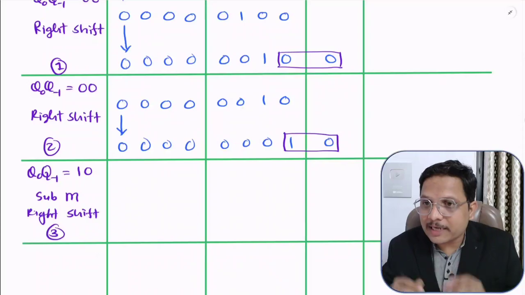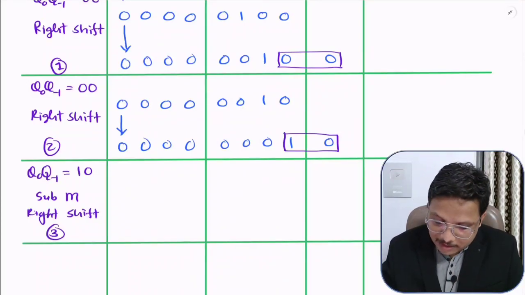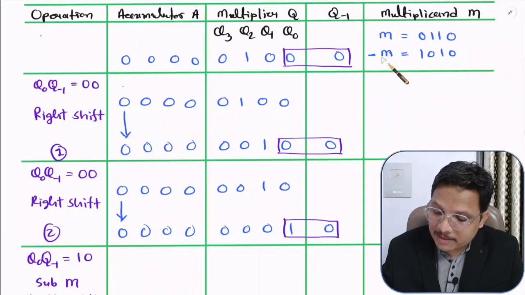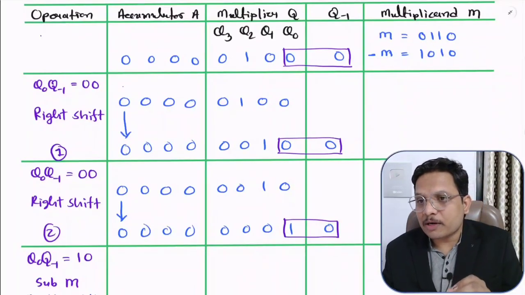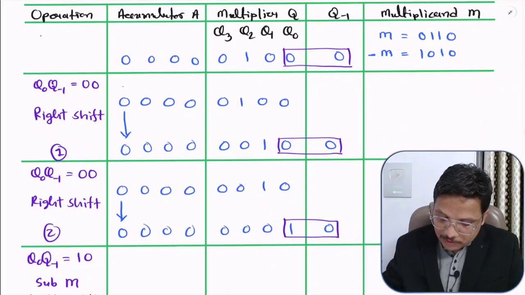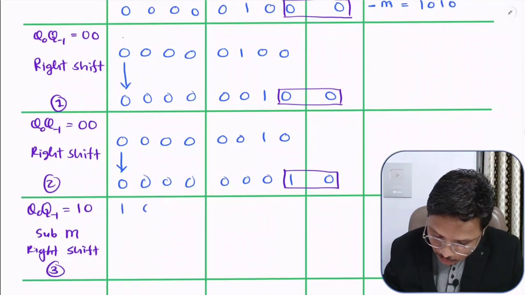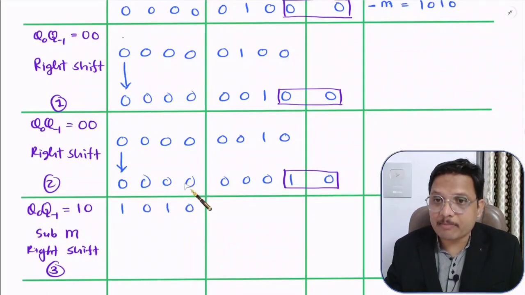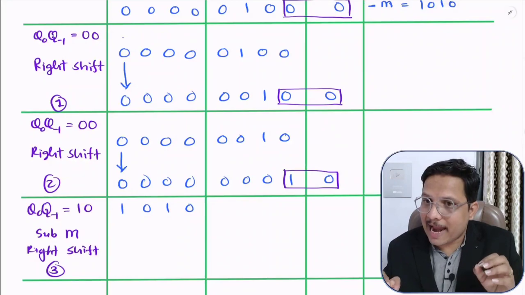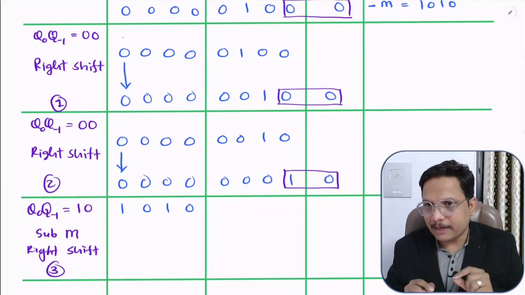Now where do we need to subtract M? Let me show you that. First of all, what is M? M is this, so minus M is this. Subtract M means you have to add minus M. Minus M is 1010. So you have to add 1010 with the accumulator. Remember this: you have to add 1010 with the accumulator. Add minus M means subtract M, right?